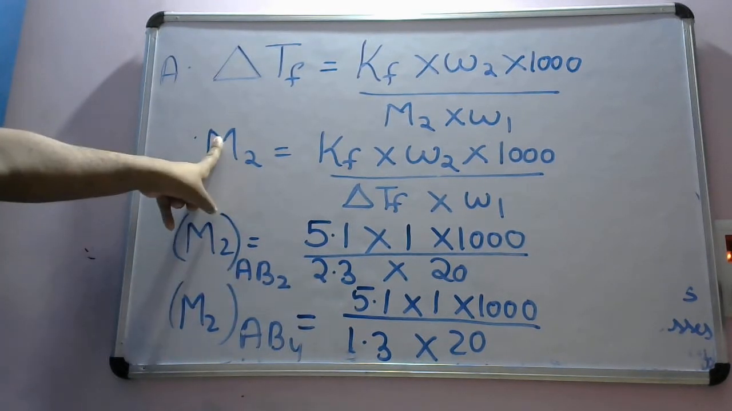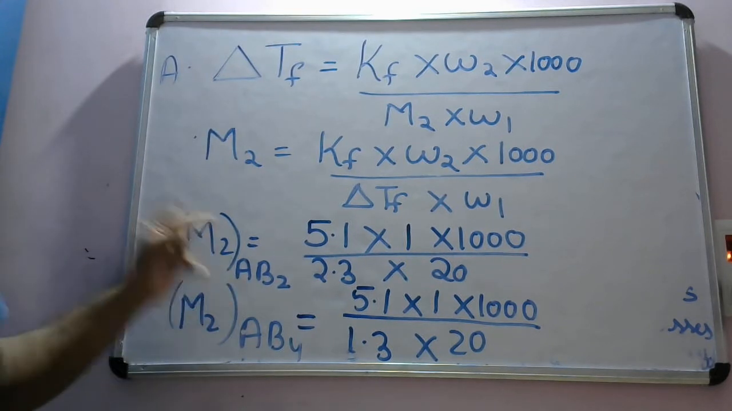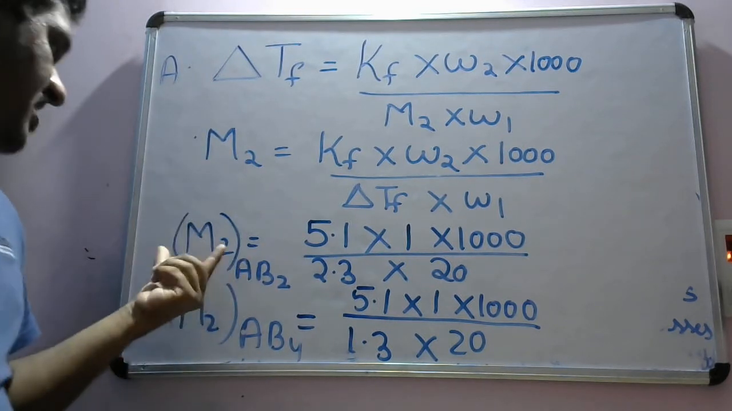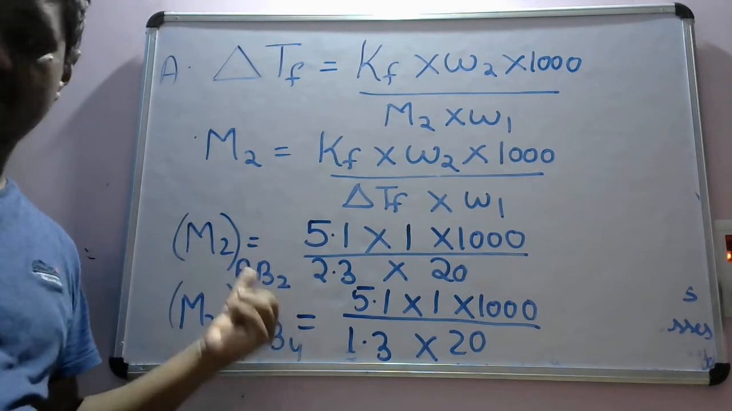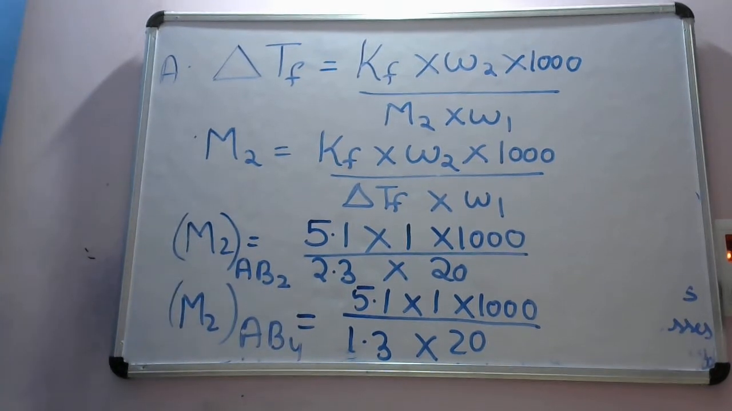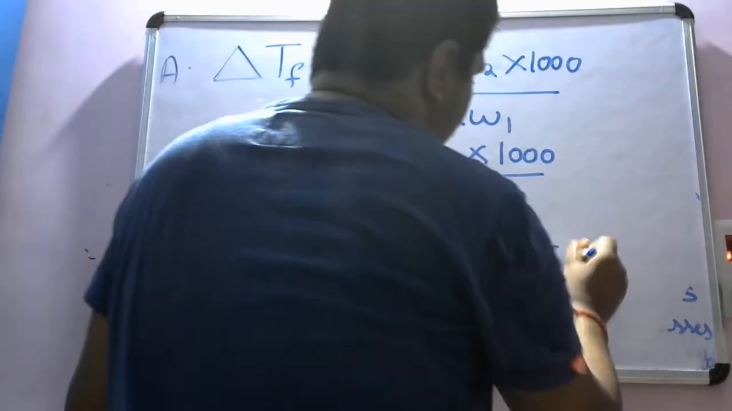Capital M is the molar mass. M2 means the molar mass of the solute. We have written M2 subscript AB2, meaning the molar mass of AB2. For the AB2 solute, what is the molar mass? For the AB4 solute, what is the molar mass? Now we can calculate both of them. Let us calculate.